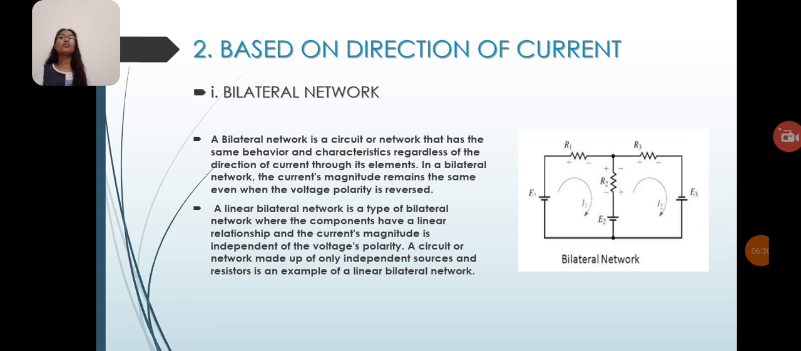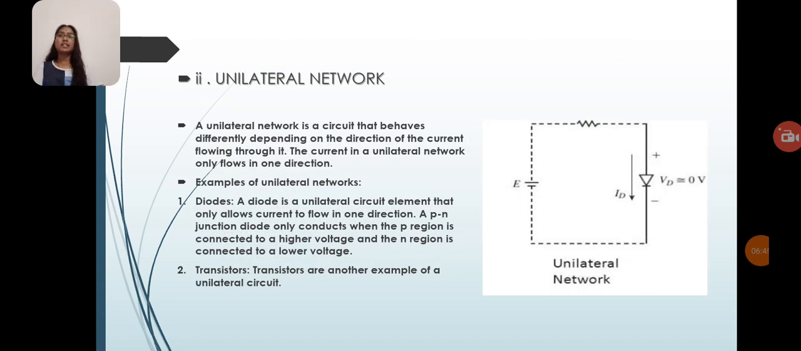A circuit or network made up of only independent sources and resistors is an example of a linear bilateral network. And in this, the second one is unilateral network. A unilateral network is a circuit that behaves differently depending on the direction of the current flowing through it. The current in a unilateral network only flows in one direction.